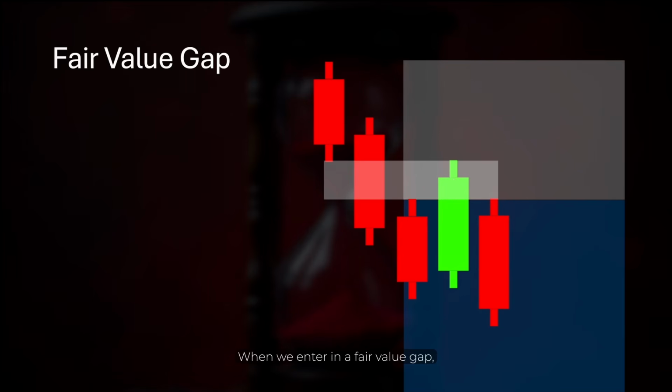When we enter in a fair value gap, our stop loss is always placed above candle 1's high right here. One thing which I want you to understand is that it's possible that there are multiple fair value gaps in a row. In my chart example, you can see that that's not the case because I've chosen to just show one fair value gap. But if there is another fair value gap above here, you must allow for the market to trade into that fair value gap, meaning your stop will even be wider then.